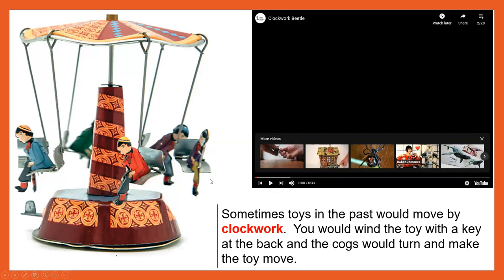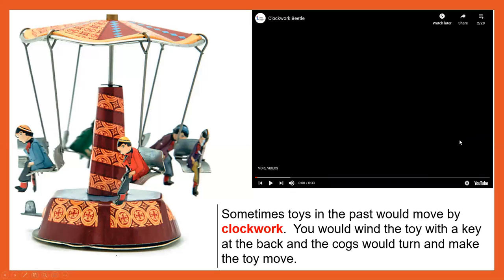Sometimes toys in the past would move by clockwork, and we just saw a clockwork toy up on the screen here. You would wind the toy with a key at the back, and the cogs would turn and make the toy move. And we've just seen one up here. It was a toy bashing a drum. And the toy we've got here, if you wound this key, all the little people would move round and round. So they didn't need an electronic toy. They had clockwork toys.